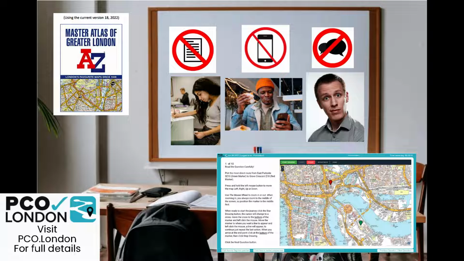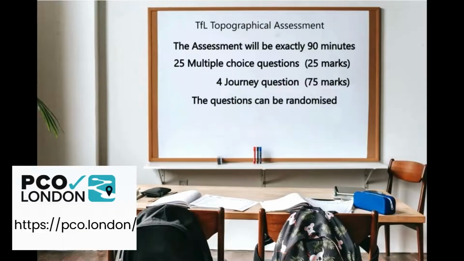Remember, you can flag questions you don't recognize straight away and then come back to them later. You cannot take anything with you into the assessment, such as mobile phones, pens, pencils, or sheets of paper. The assessment is done in silence. Any disruption may result in you being asked to leave the building. The assessment will be exactly 90 minutes and the questions will be randomized. You will get 25 multiple choice and 4 journey questions.